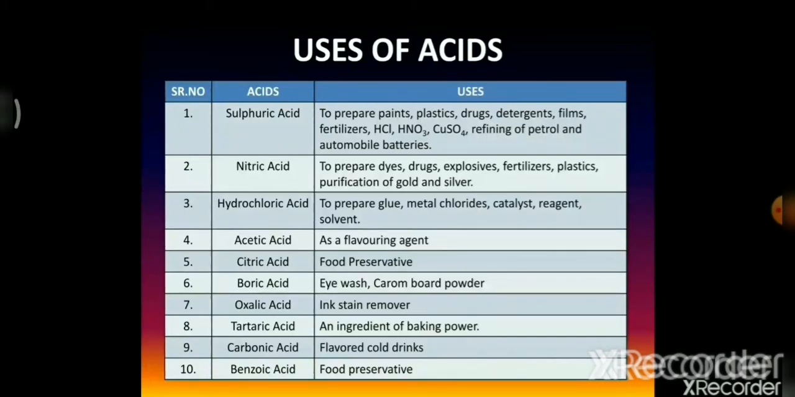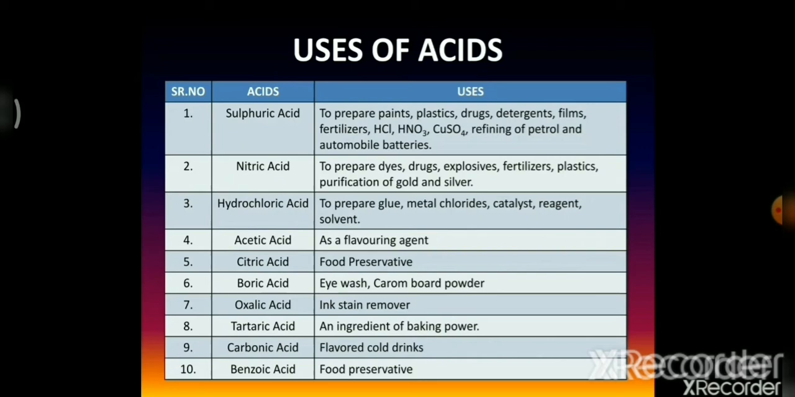Now we'll take the third mineral acid that you well know about, named hydrochloric acid. It is used to prepare glue and different metal chloride salts. The most important use, it acts as a catalyst. In presence of it, the rate of reaction increases or decreases, or the reaction proceeds to the further step. Hydrochloric acid is used as a reagent for different chemical synthesis, and as a solvent in different chemical reactions.